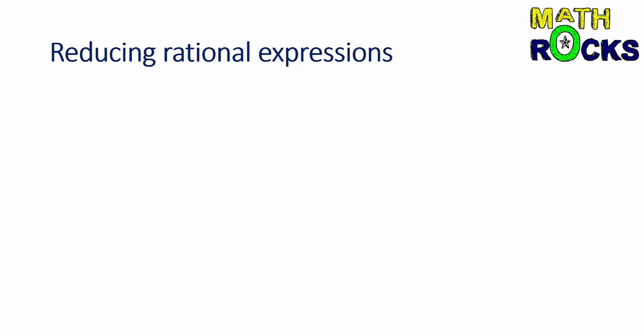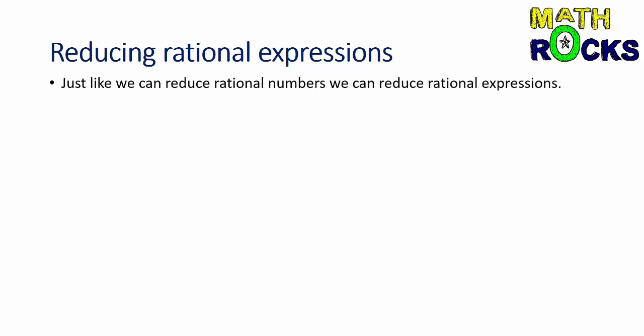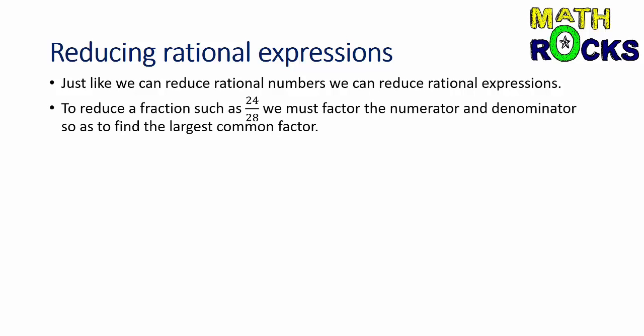So we can reduce rational expressions just like we did with numbers, just with regular fractions. To reduce a fraction such as 24 over 28, remember we must factor the numerator and denominator so as to find the largest common factor, and we'll divide it into both. So here's my example. 24 I can rewrite as 4 times 6. 28 I can rewrite as 4 times 7. And since 4 over 4 is equal to 1, I can cross those out, and I can reduce this to 6/7.